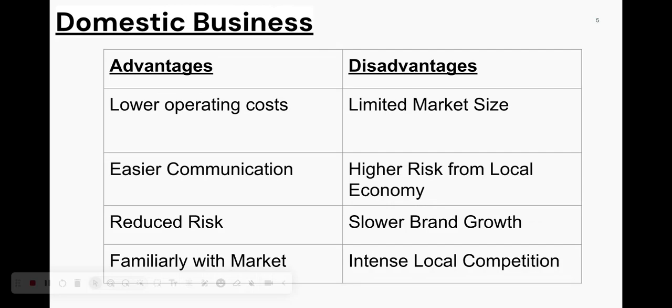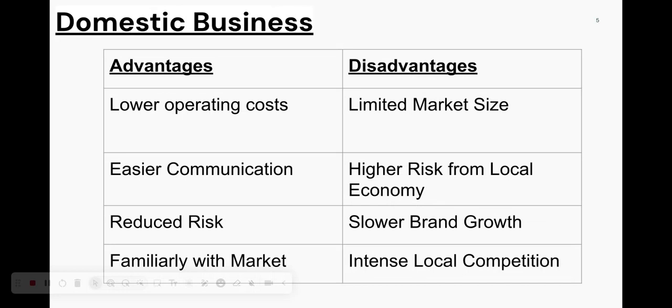So next we're going to get into the advantages and disadvantages of domestic business. For advantages, obviously we talked about this: lower operating costs, and easier communication because for the most part everyone speaks the same language. There's also reduced risk because you're not working outside your borders, so you have higher knowledge of what's going on, and your business won't have to worry about foreign currency exchanges, international policy instability, or unfamiliar laws. So you will in turn be very familiar with your market.